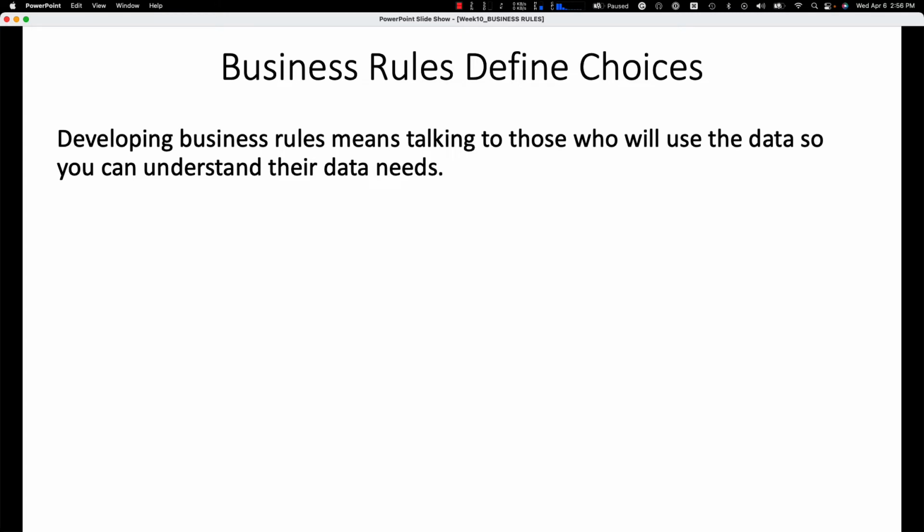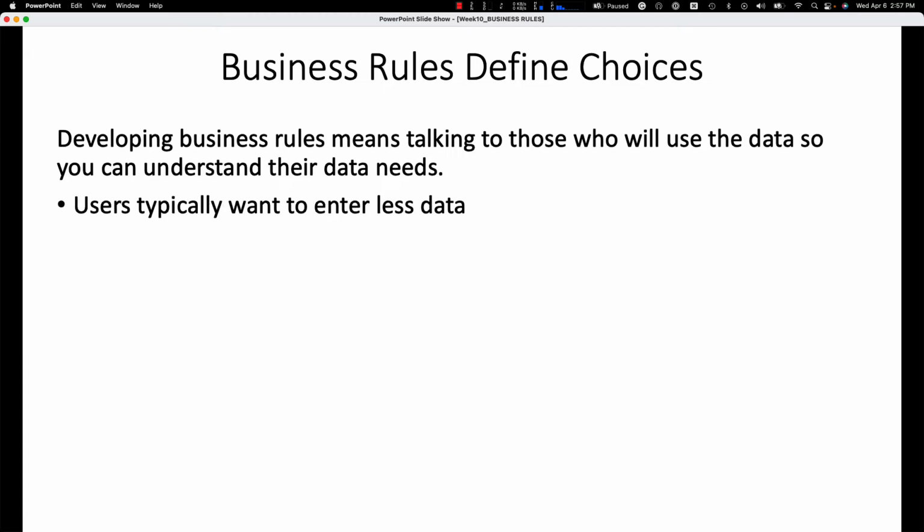Developing business rules means talking to those who will use the data so that you can understand their data needs. And again, it's an iterative process. You go talk to them, you write the business rules that you understood, you go back to them and say, if it did all these things, what are we missing? And you'll be amazed at all the things that you learn the third or the fourth time. But it's better even the sixth time than it is to spend a year writing a system and then find out that you did something like storing hospital information to the day when it doesn't work for what they've got to do.